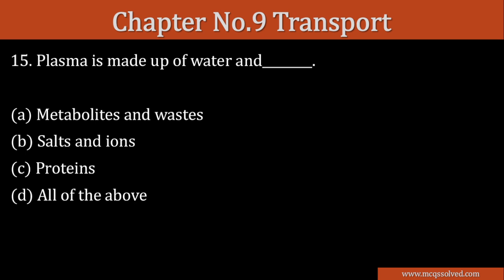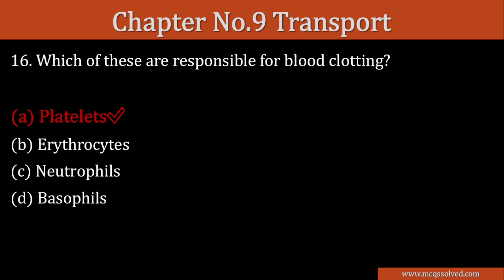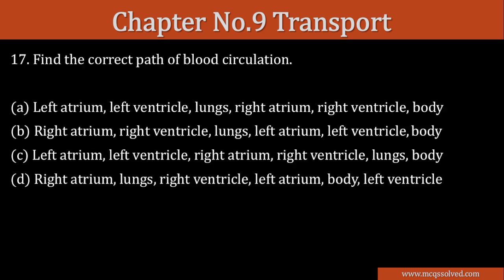Plasma is made up of water and dash. The right option is metabolites and waste, salts and oil, protein, all of the above. Which of these are responsible for blood clotting? Platelets, erythrocytes, neutrophils, basophils. So the right option is platelets.